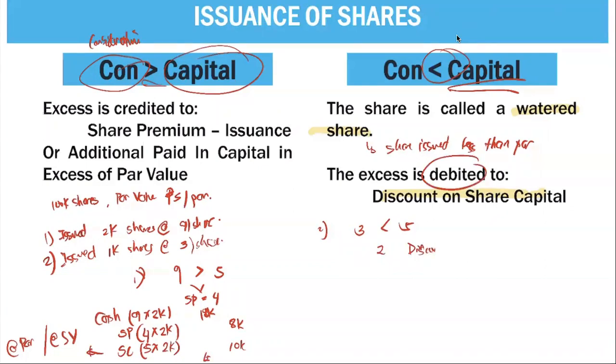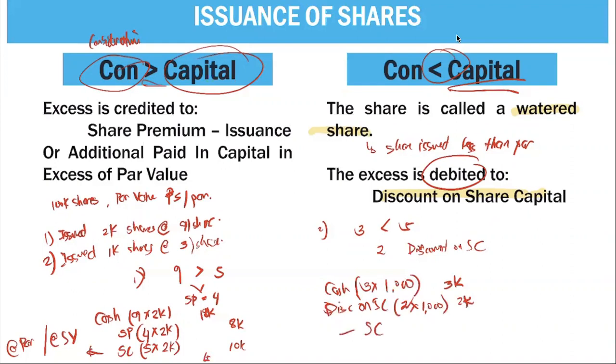Okay, so let's try to record. We debit cash. How much is the issue price? 3. How many shares were issued? 1,000. So this is 3,000. And the difference is debited to discount on share capital. How much is the difference? 2 multiplied by 1,000 shares, 2,000. And then the share capital is always recorded at par. So what is our par value? 5 pesos per share multiplied by 1,000, so 5,000.